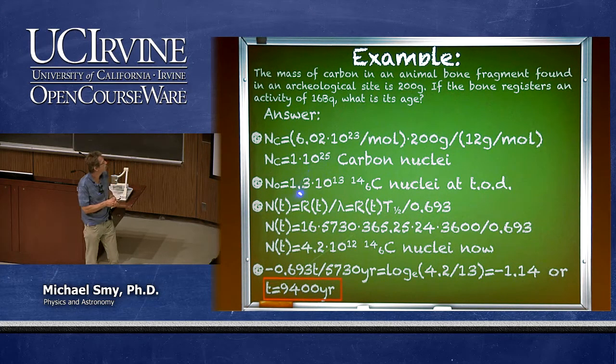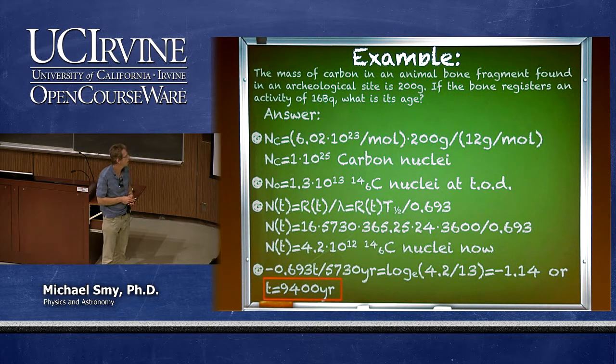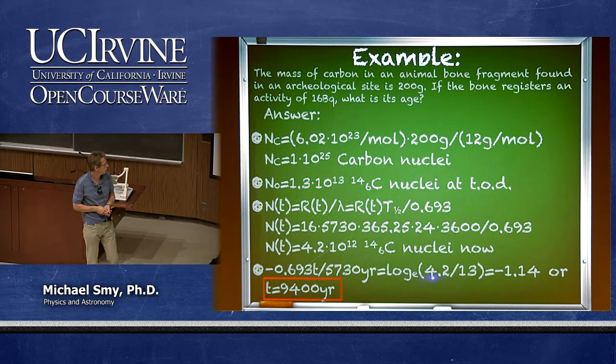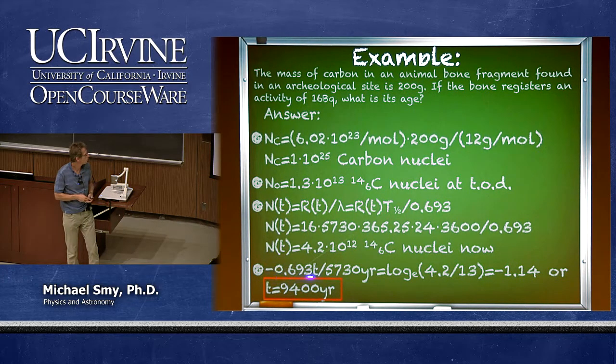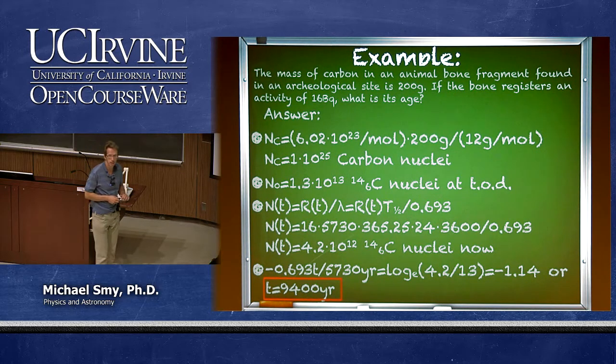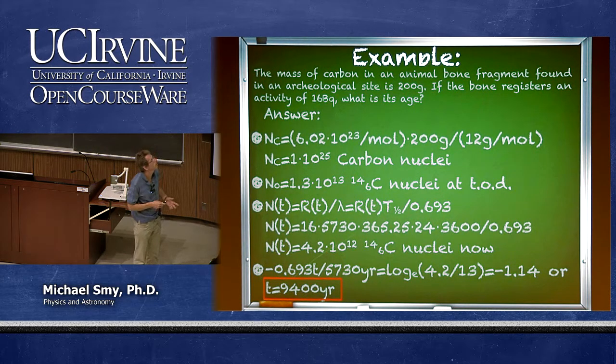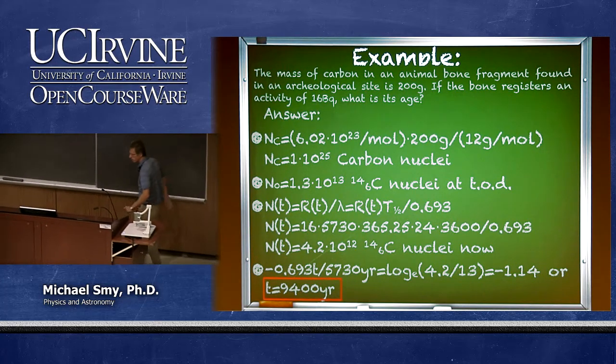So initially, we had 1.3 times 10 to the 13. Of those, only 4.2 times 10 to the 12 survived. And we can now take the ratio of those two numbers and take the logarithm. Then this will give us the factor within the exponential function, which is 0.693 times the time divided by the half-life. And if we calculate the logarithm of this ratio, 4.2 over 13, then it is minus 1.14. And solving for the time, this gives us 9,400 years. So that is the approximate age of this bone fragment.